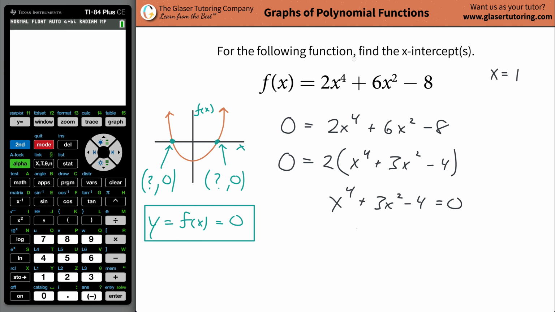If I change this now, and this is the beautiful part, if I change this from a 4 and a 2 to a 2 and a 1, which I won't write the 1, I'll just leave it there. Can you solve this quadratic for me? Remember, you need two values that multiply to be -4 and that add to +3. What would those values be?